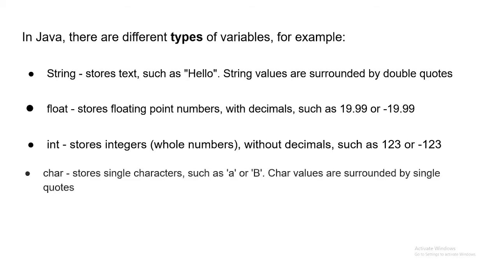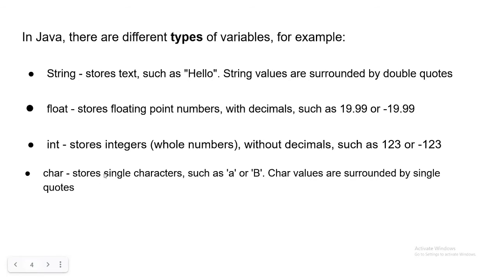Then let's move to the next one. We have char. Char is a character. It's a single character, such as A or B, and it's used to store characters like A and B. Notice that we have only one quote over here, but in string we have double quotes. So char values are surrounded by single quotes.